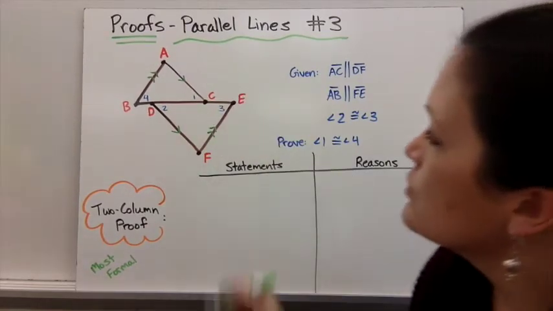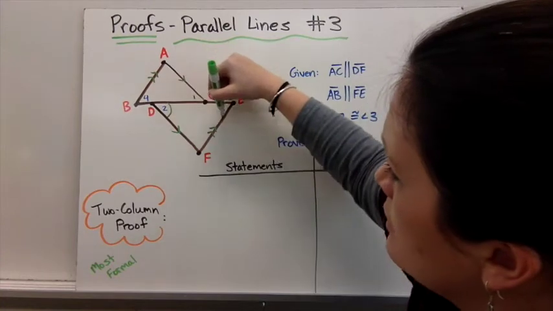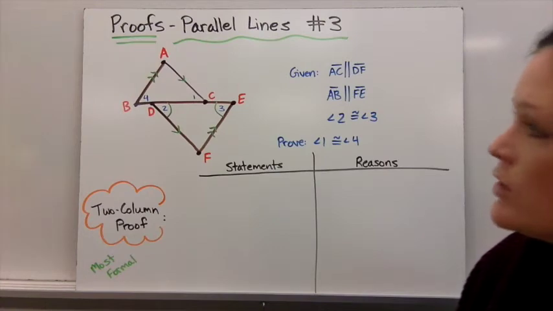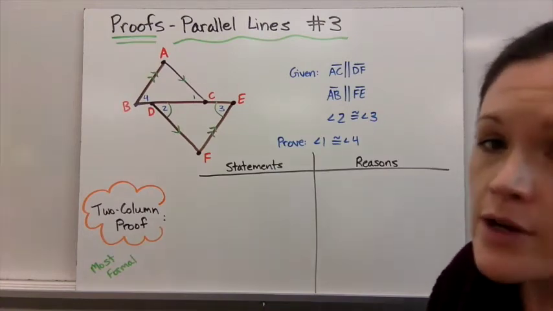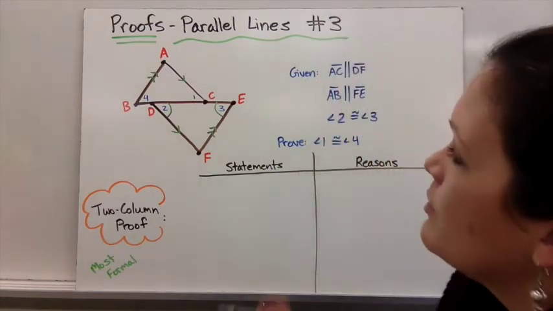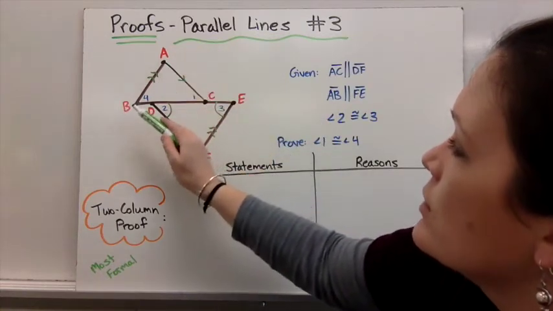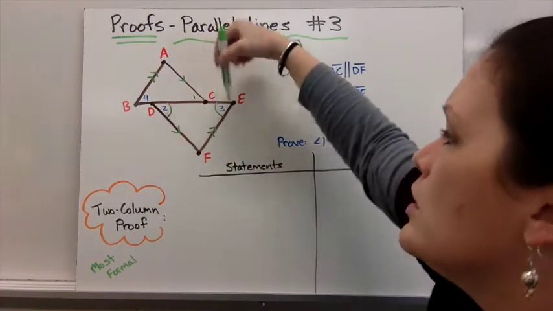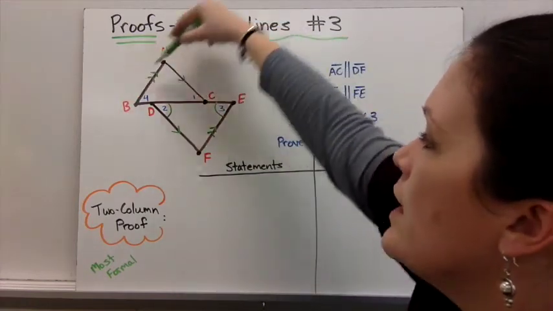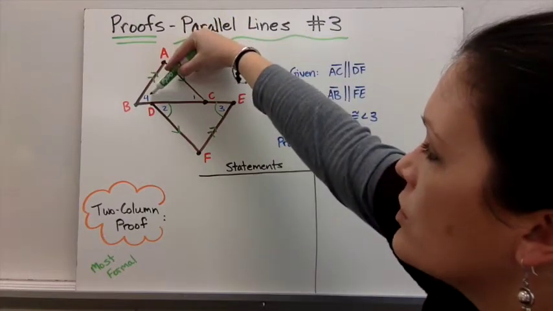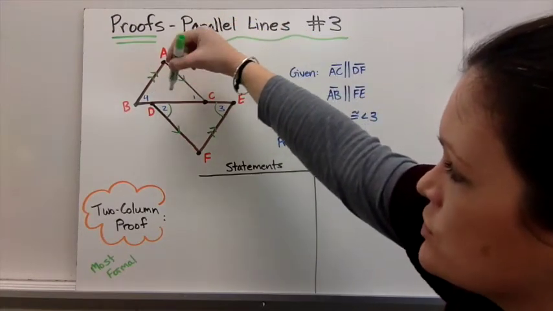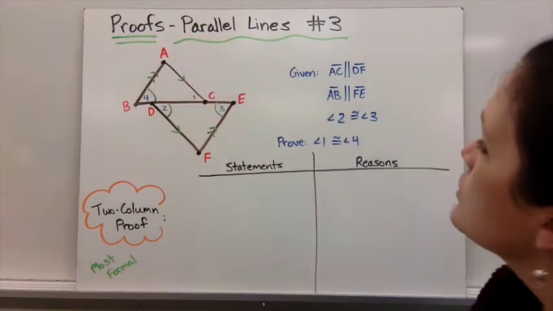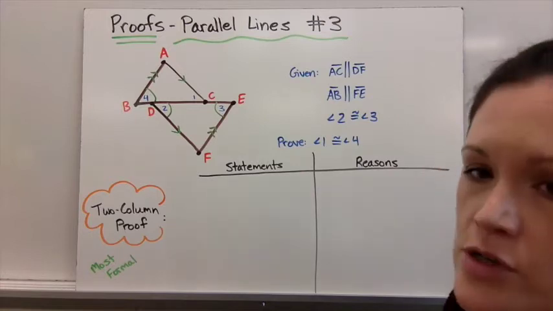And angle 2 is congruent to angle 3 is also given. We're asked to prove that angle 1 is congruent to angle 4. So let's see what all of this given information will help us with to get there. If we know these lines are parallel, then they are cut by a transversal. So we can tell that angle 3 and angle 4 are on alternate sides of that transversal. So these would be considered alternate interior angles.